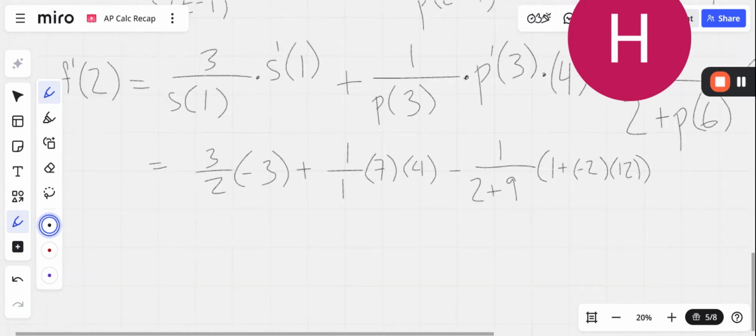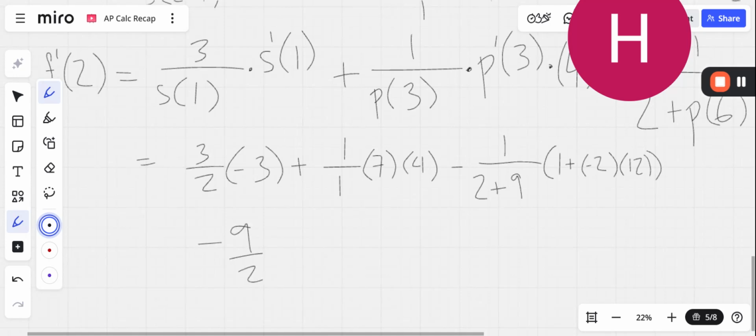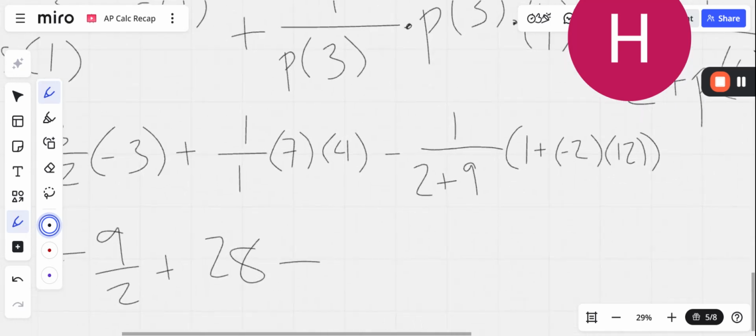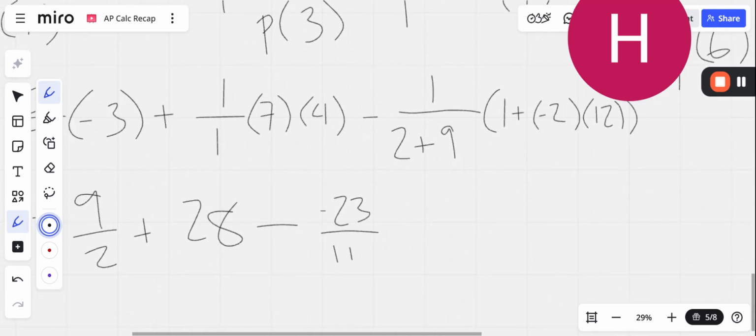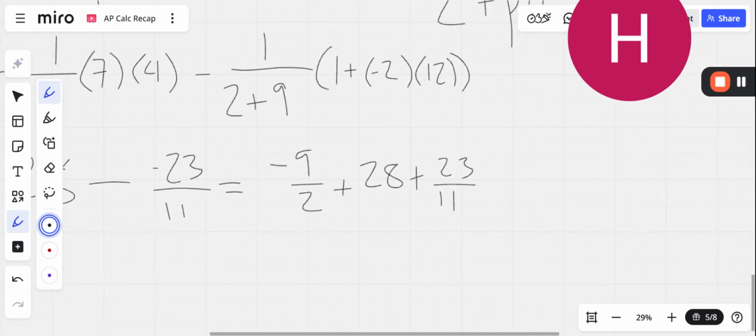Okay, guys, this is really simplifying very nicely now. So negative 9 halves plus 28 minus, kind of a gnarly fraction, but it's okay. We're going to have something over 11. Negative 24 plus 1 is negative 23. So really we end up with negative 9 halves plus 28 plus 23 over 11. Yeah, I am going to ask you to get a common denominator and put that all in one fraction. How did you know? You read my mind.